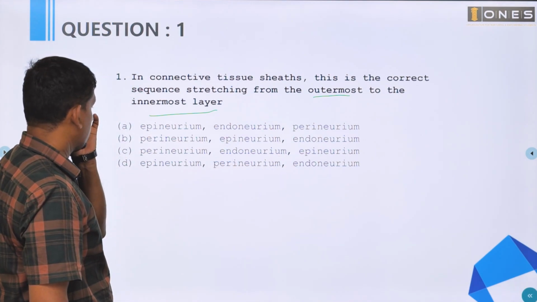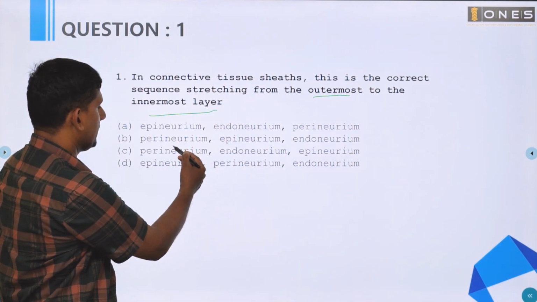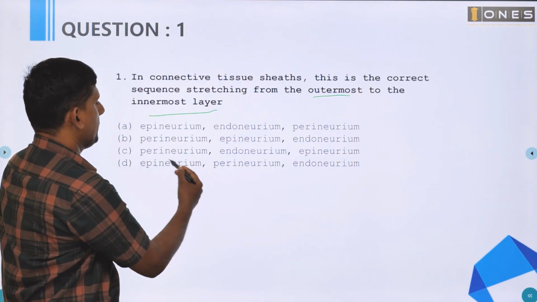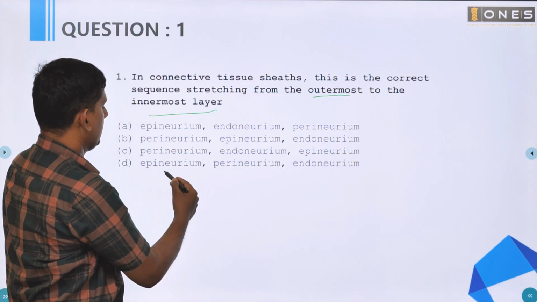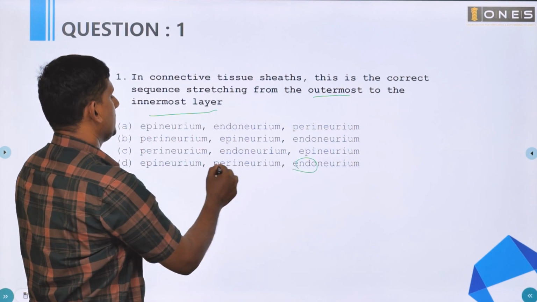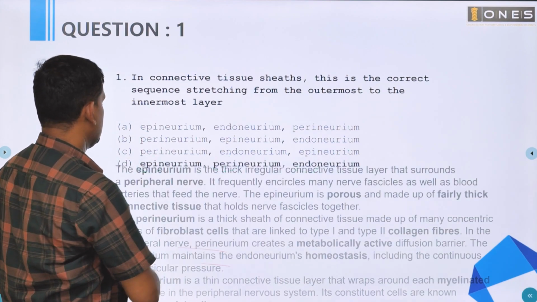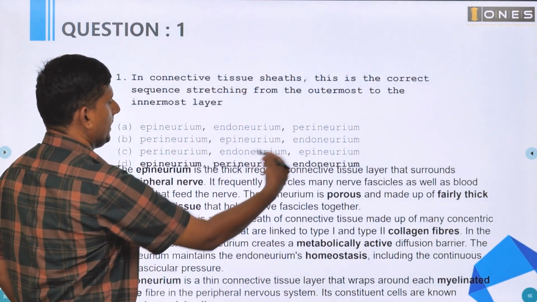So let's see the four options. First, epineurium, endoneurium, and perineurium. Then comes perineurium, epineurium, and endoneurium. And then comes epineurium, perineurium, and endoneurium. So, you name which is the first one, which is the last one. The option is epineurium, perineurium, and endoneurium.